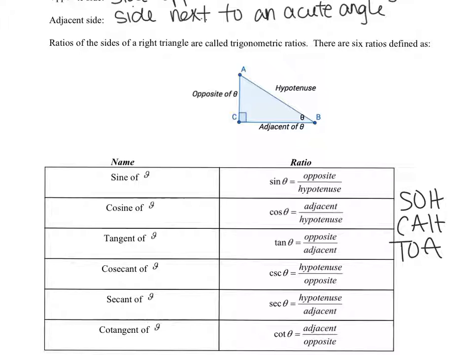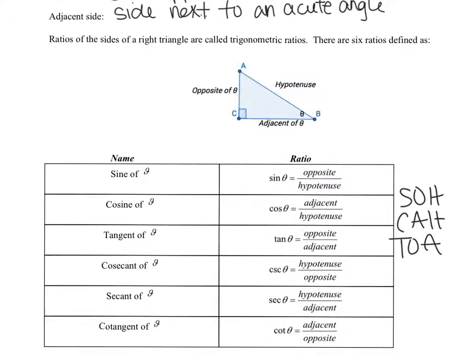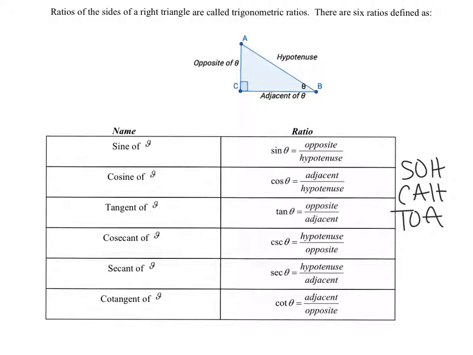The 3 that you may not be familiar with are cosecant, secant, and cotangent, and they are just the flips of our 3 trig ratios, sine, cosine, and tangent. So if we look at cosecant, which is abbreviated CSC, it is the hypotenuse over the opposite side. And if you look, that's just the flip of sine, or also known as the reciprocal. So sine and cosecant are reciprocals of each other.